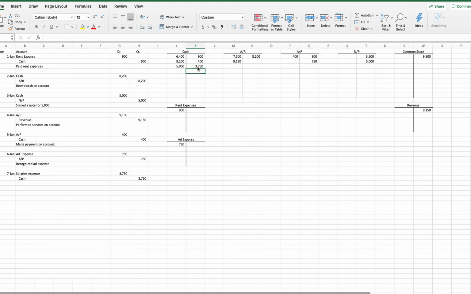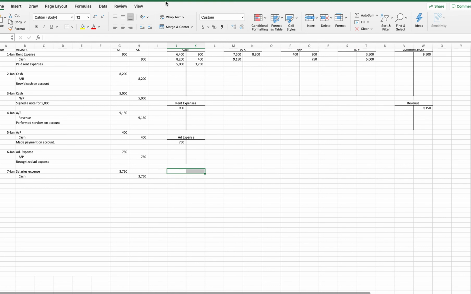I'm going to post that to the Cash T account as a credit. Next, I need to find my salaries expense. I don't have that T account, so I just need to create it. So I'm going to merge and center. I'm going to create or type in salaries expense.